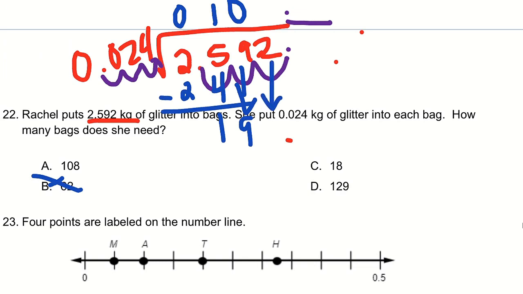I think I see your answer. 192. I know 24 times 8 is going to give me exactly 192. So my answer is A.